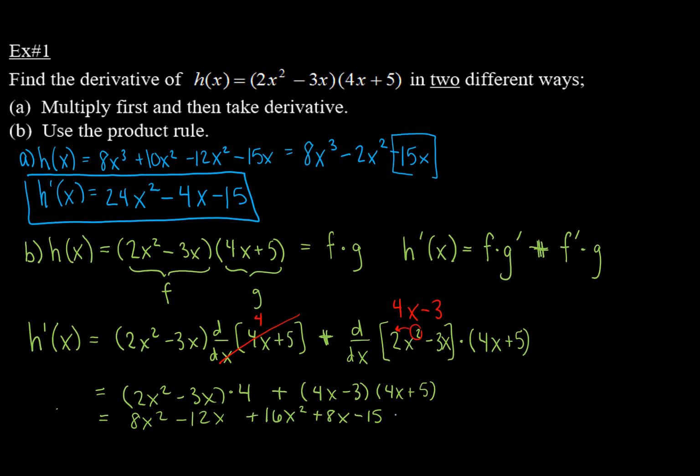And as long as we combine our like terms, we'll be finished. So h prime of x is going to be, I've got 8x squared and 16x squared, so that's going to give me 24x squared. And then negative 12x and positive 8x is going to give me negative 4x. And then the negative 15 goes along for the ride.